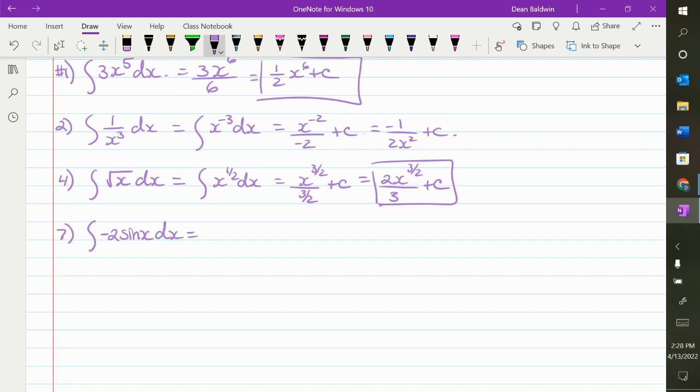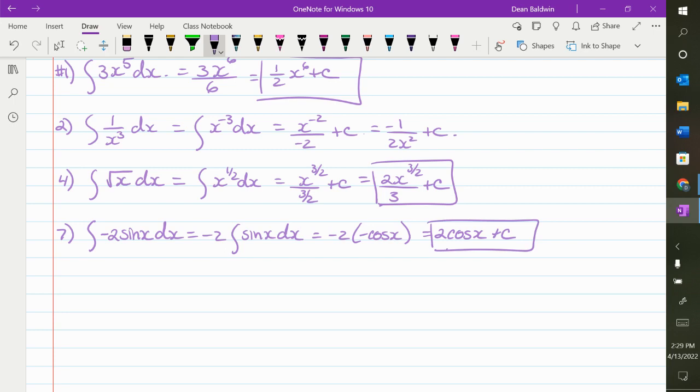The integral of negative 2 sine x dx. We can just pull out that negative 2. You can pull a negative 2 out. You can do it in your head if you want. So I pull a negative 2 out, and now I'm just looking at what's the derivative of sine x. Even I had to think about that. So it's negative 2 times negative cos x, plus C.